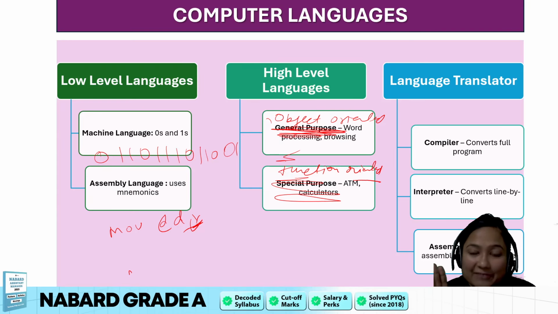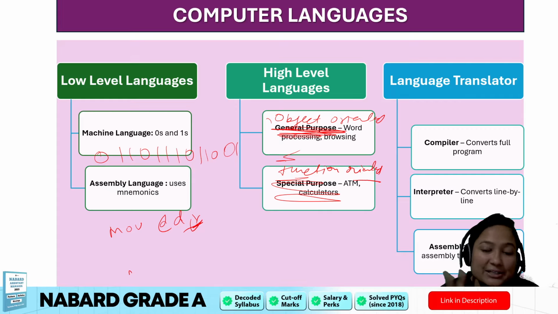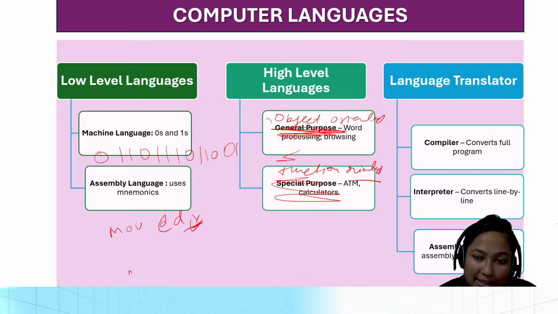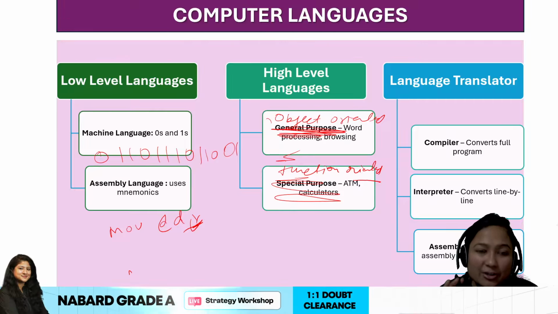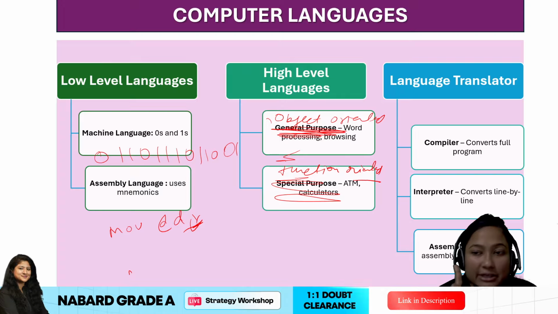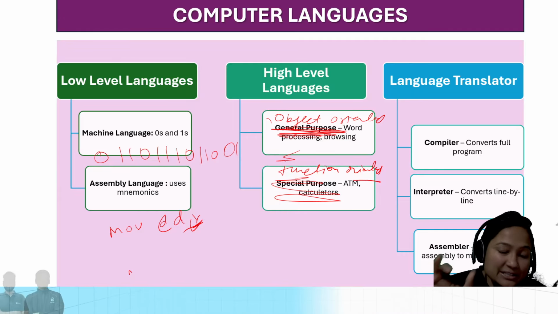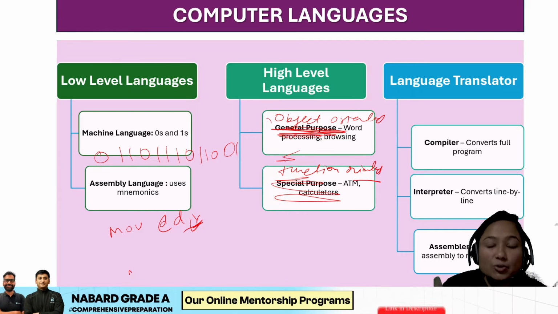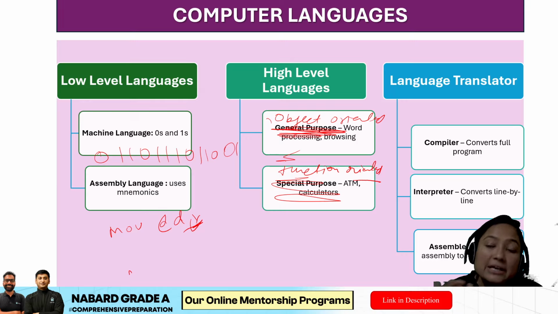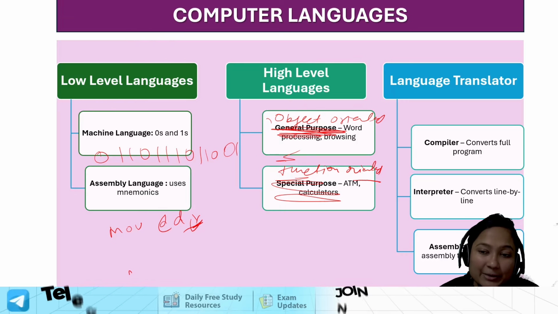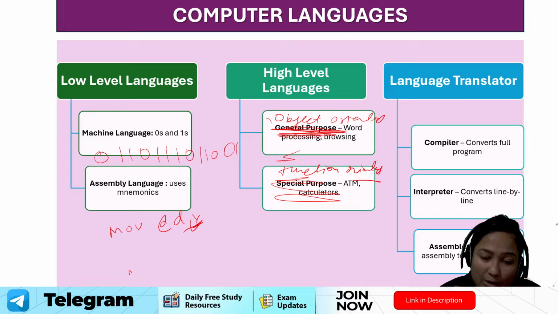Okay, then we have language translators. We have three: compiler, interpreter, and assembler. The assembler is responsible for converting assembly language into machine code. Similarly, the interpreter and compiler both have one task: to go from high level language to machine language.